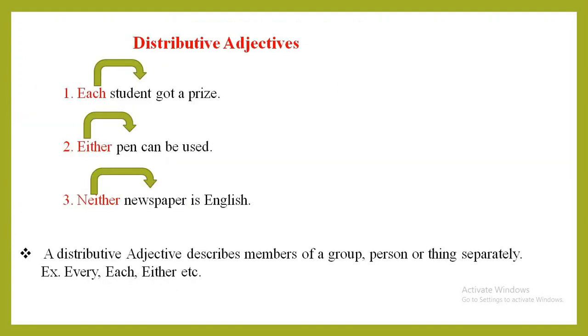Now we come to distributive adjectives. Look at these 3 examples. There are 3 words, each, either, neither, in red color that are used just before student, pen, newspaper respectively. Individually describe them. Therefore, students, a distributive adjective describes members of a group of persons or things separately. Example, every, each, either, etc.